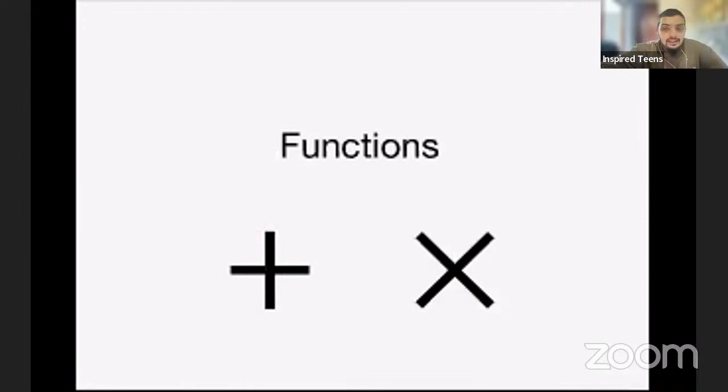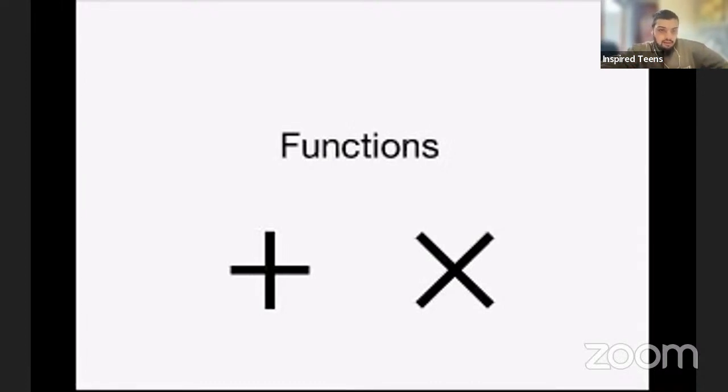So in today's lesson, we'll be doing functions. We'll be starting a new topic. I believe the last one we ended on was trig or something, but today we'll be doing functions. Functions is quite a long topic.